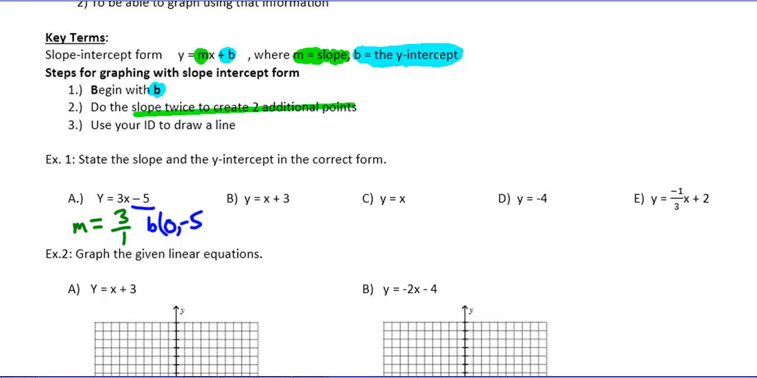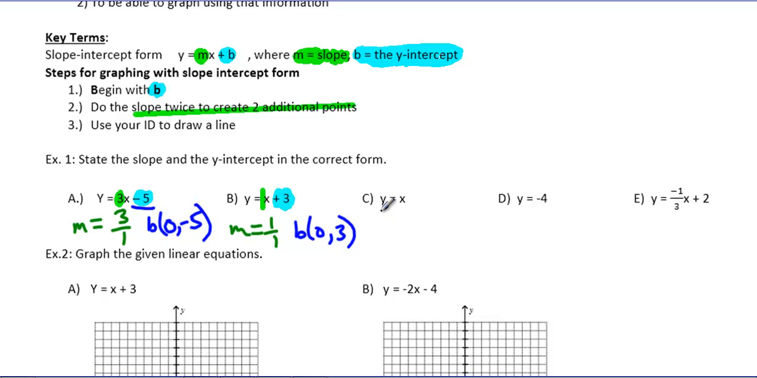So again, the number in front of x is the slope, and the number after it with its sign is the y-intercept. Let's look at the next one. The number in front of x is the slope. The number after with its sign is the y-intercept. So my slope is going to be 1 over 1, and my y-intercept is going to be the point (0, 3). I forgot my parentheses over there, so let me take care of that.